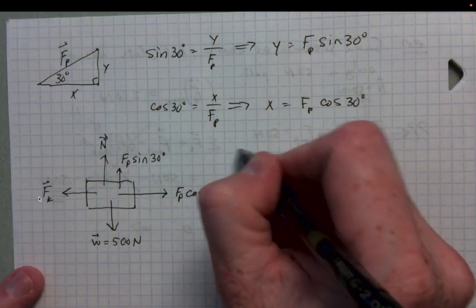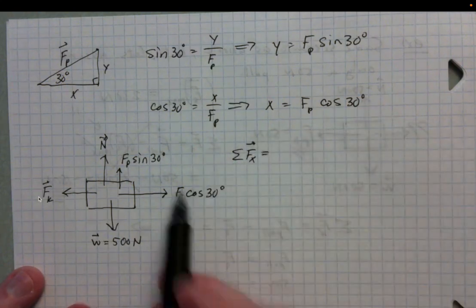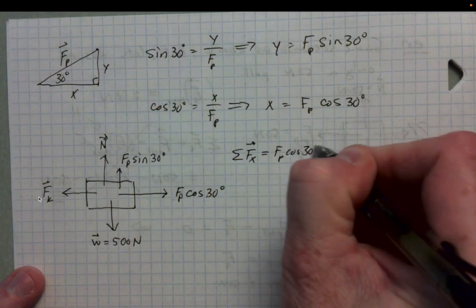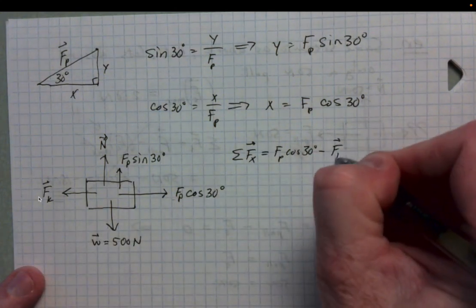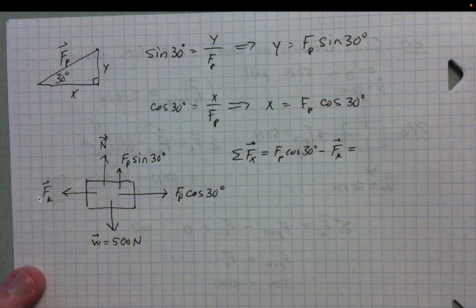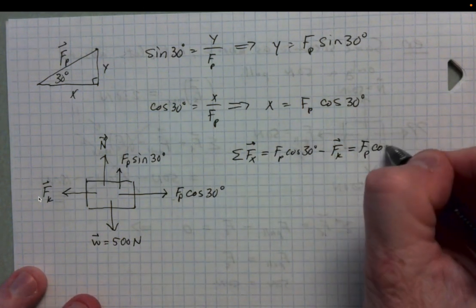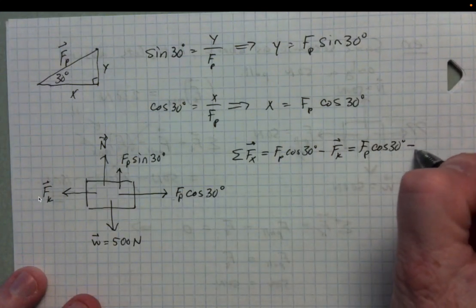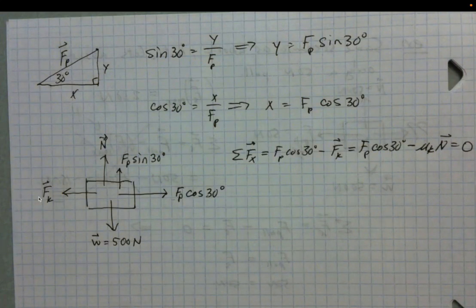So we'd say that the sum of the forces in the x direction would be, well, you've got this F sub P cos 30 minus the kinetic friction. Okay, and now technically I'm going to rewrite the kinetic friction as mu sub k times the normal force. And that needs to be equal to 0.